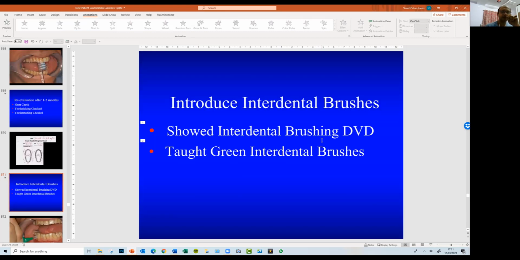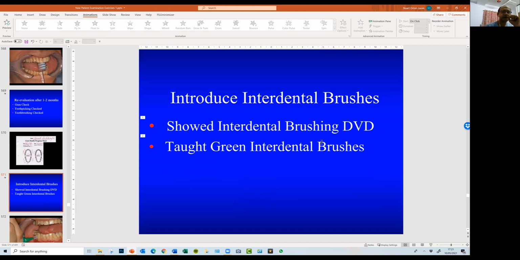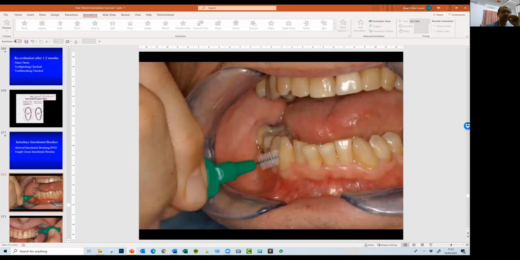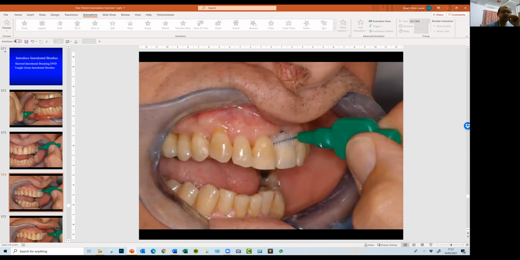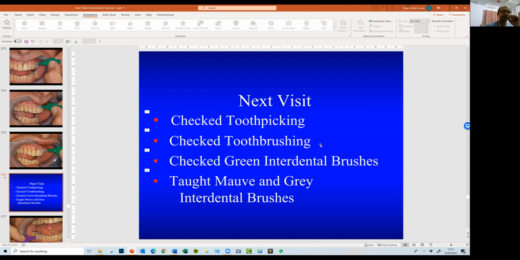I then showed him the interdental brushing video, and then showed him the green interdental brushes. He then came back and I checked the toothpicking, toothbrushing, and the interdental brushing. And then I showed him the mauve and the gray.